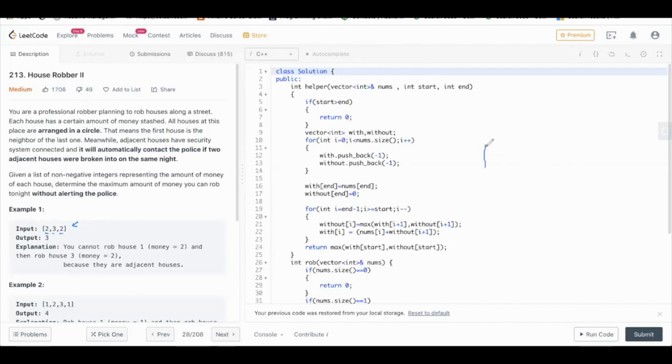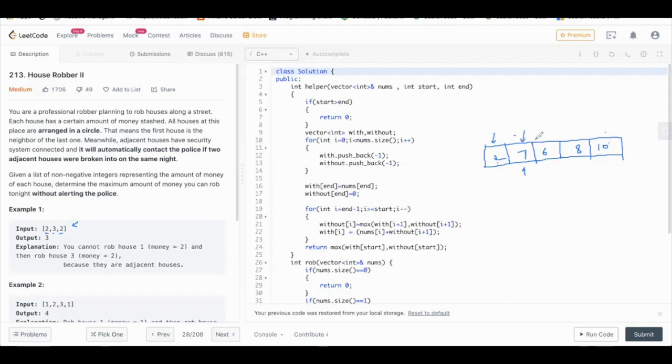Suppose he is robbing this house, he cannot rob this house, nor can he rob this house. Suppose he is robbing this house, so he cannot rob this house and he cannot rob this house, because these are arranged in a circular fashion. So if he's robbing house number zero, he can't rob these two houses.